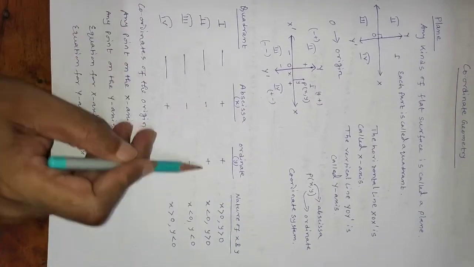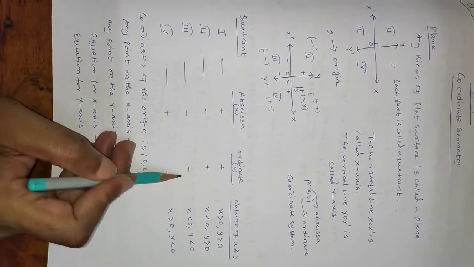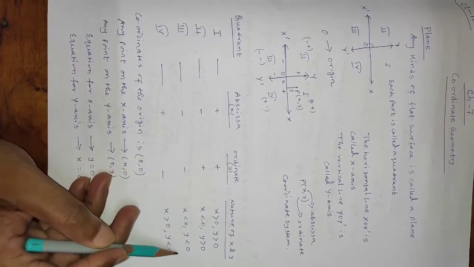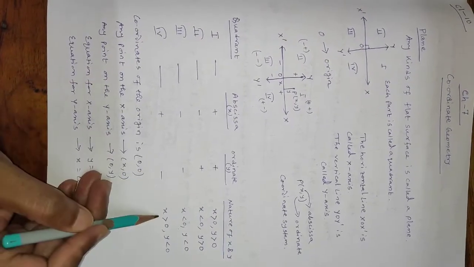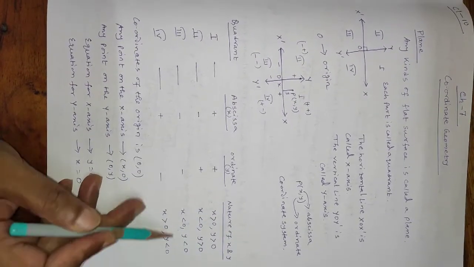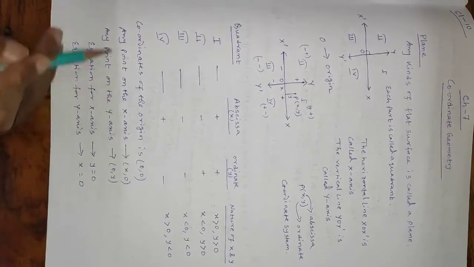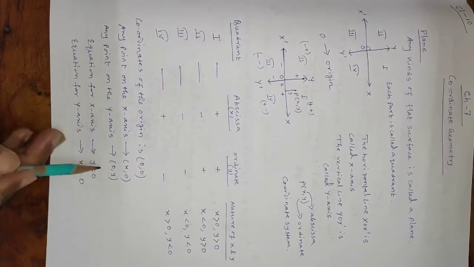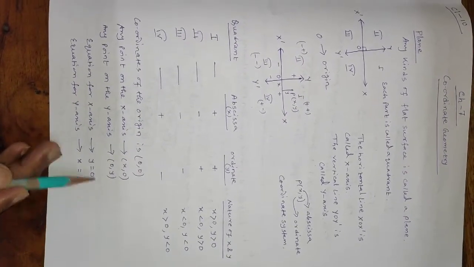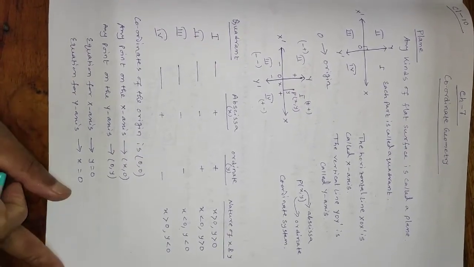Second quadrant, minus plus: x less than 0, y greater than 0. Third quadrant, both are minus, so x less than 0, y also less than 0. Fourth quadrant, x plus, y minus, so x greater than 0, y less than 0. You need to learn this very well. Now the coordinates of the origin are (0, 0). Any point on the x-axis is taken as (x, 0). Any point on the y-axis is taken as (0, y). Also remember that the equation of the x-axis is y equals 0, and the equation of the y-axis is x equals 0.